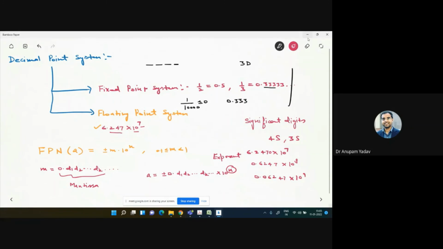Okay, so there should not be any confusion in the floating point system कि क्या पोर्शन उसका मैंटिसा है और क्या पोर्शन उसका एक्सपोनेंट है. दिस इज m मैंटिसा एंड दिस इज एक्सपोनेंट.